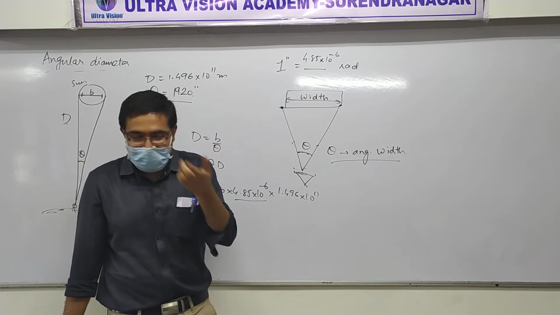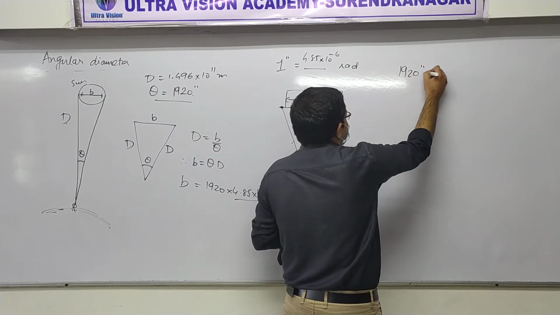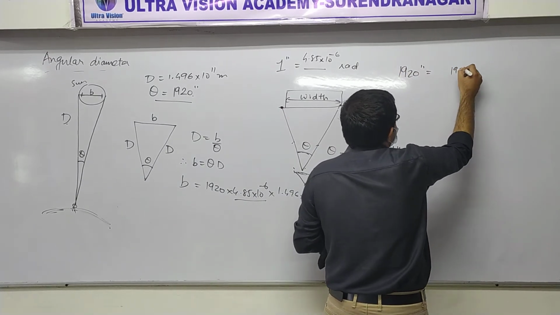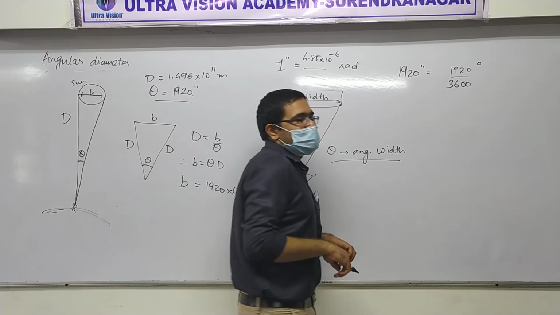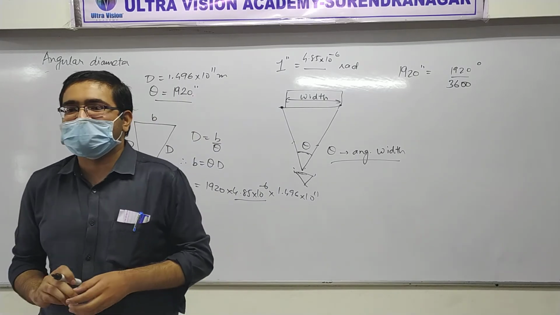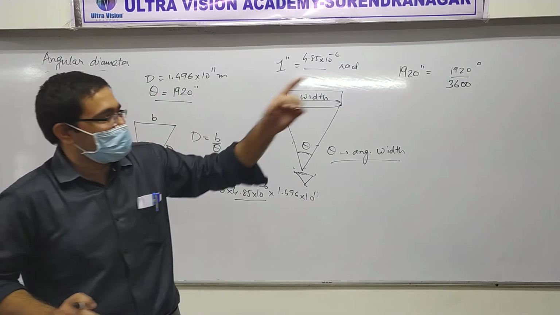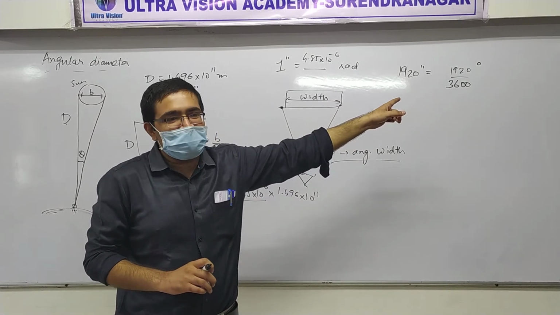What's the other way? First of all, you convert the second into degrees by dividing by 3600. Is this fine? Do you remember? You can convert second to degree by dividing by 3600. Anyone having more trouble here should definitely solve that homework assignment.